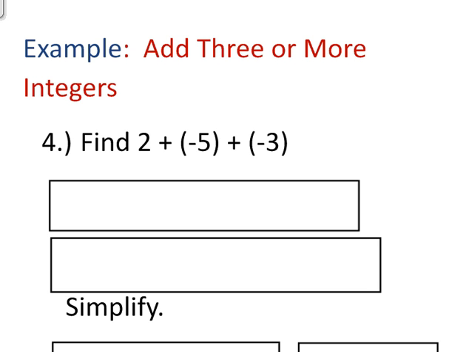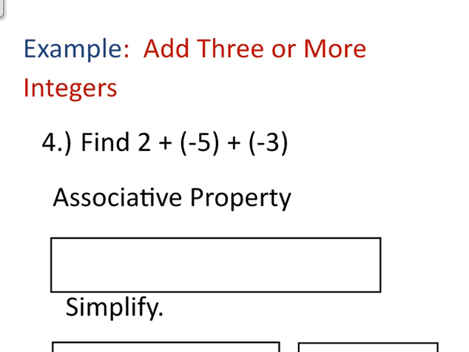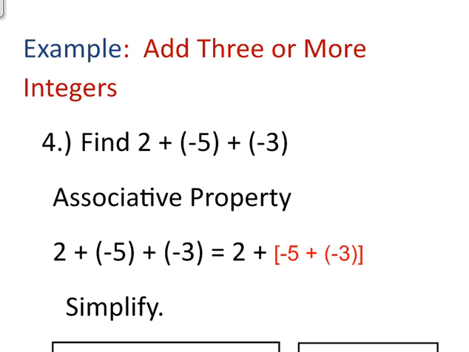We're going to do a little bit more work with adding 3 or more. We're going to be adding integers, but this time we're going to be dealing with 3 or more numbers. And we're going to do a little bit of grouping to make this easier. We're going to work with the associative property. We're going to change the grouping. And you can see we're actually going to group the -5 and the -3 together.